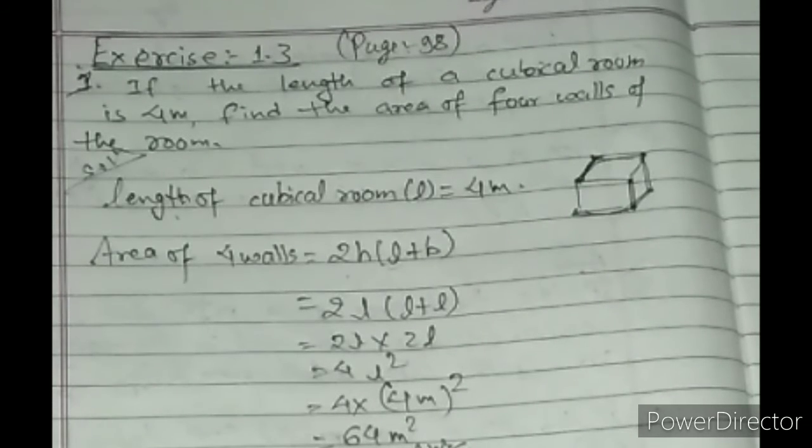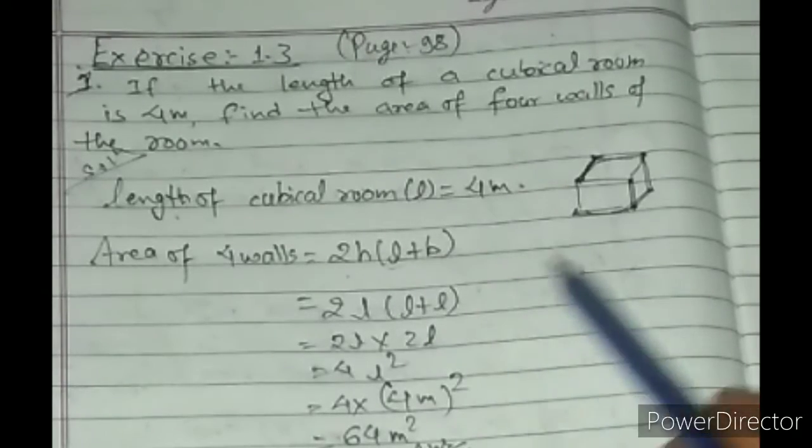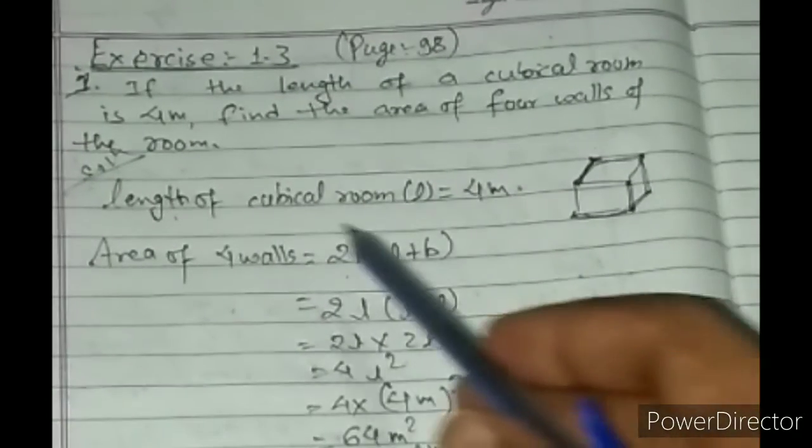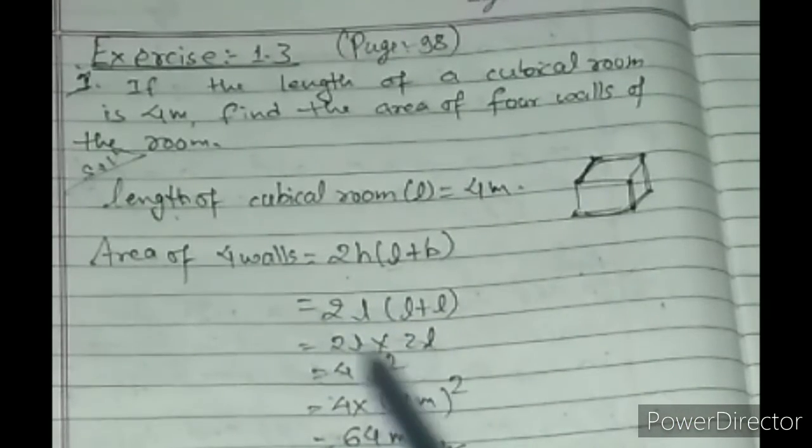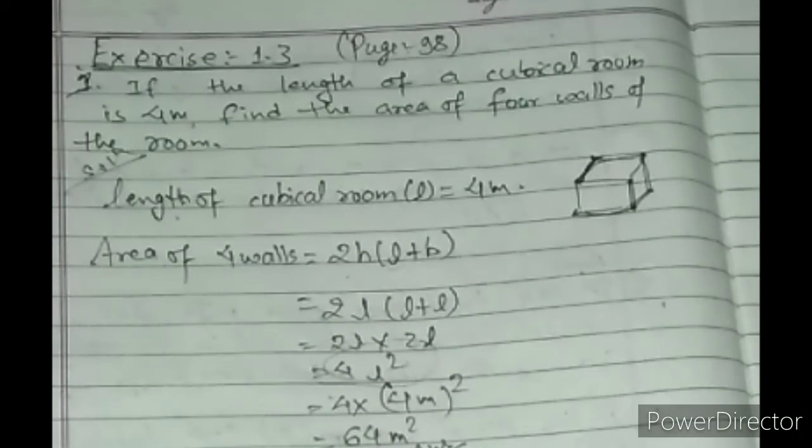And if the base is square, it does not mean that it is a cube, that is a cuboid, but the base is square, then 4HL. But if it is a cubical room, then 4L square.